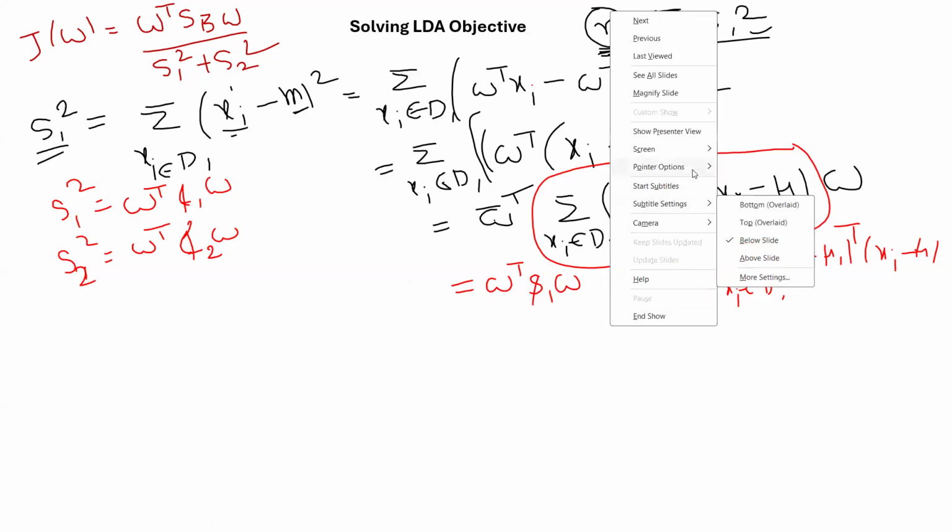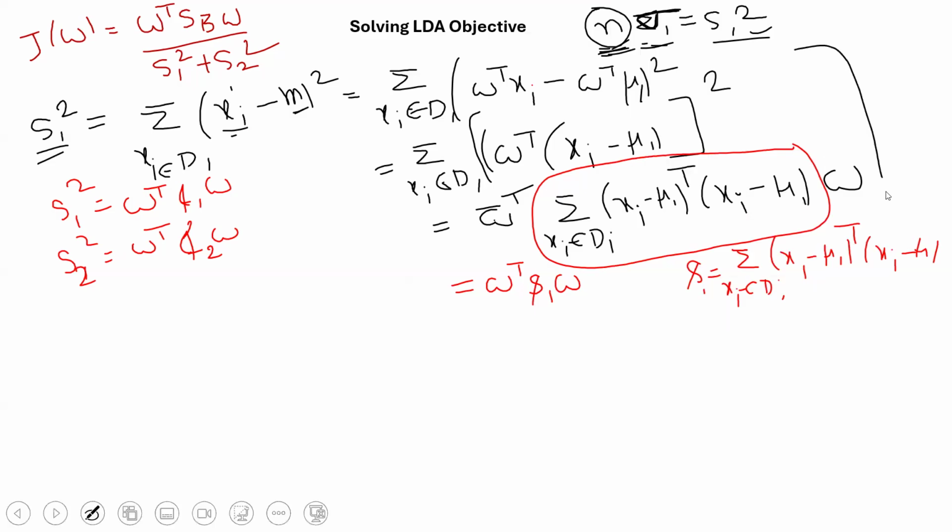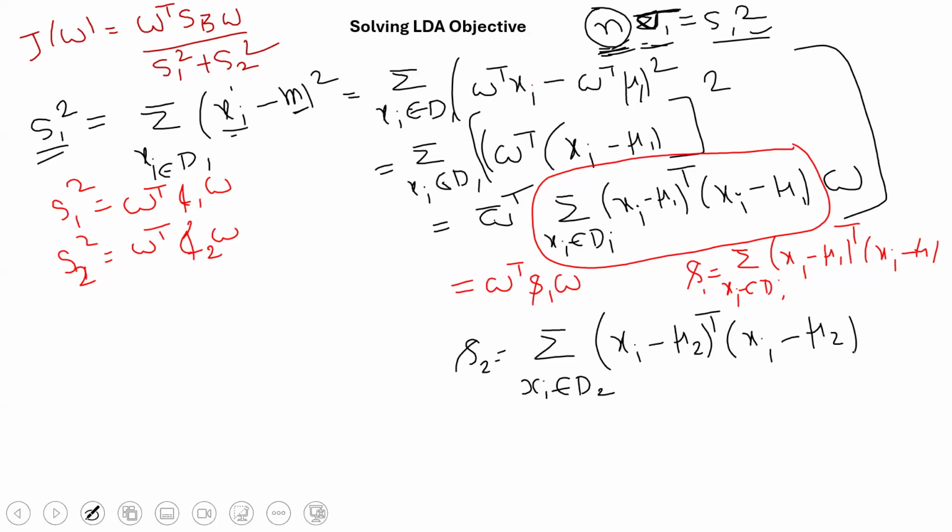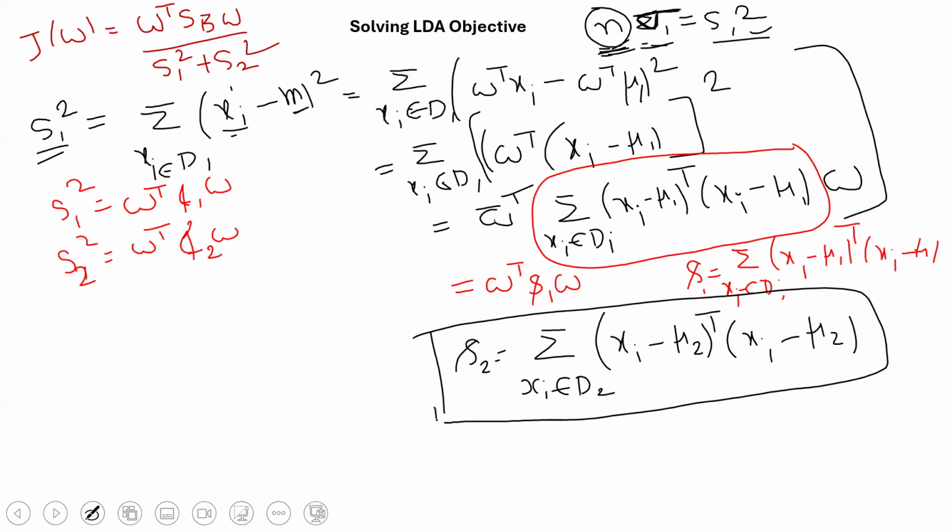Now, what is small s square? You apply the same thing again. This part will not change for 2. So the small s2 can be written as, for every xi that belongs to D2, xi minus mu2 whole transpose into xi minus mu2. So this is s2 and that is s1, right? Understood still this point? Yes.